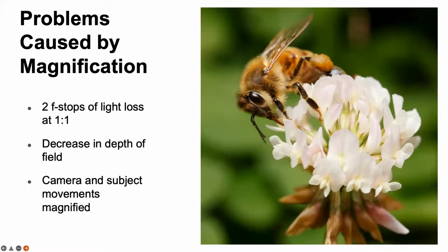When I shoot honeybees at 1:1, even at f8, I can get part of the eye in focus and not the other part. And bees have multiple eyes, the ones in their head, so it's very difficult to get the eyes in focus, which is very critical for a portrait. And then, of course, all your subject movements are magnified. If you ever try to follow a bee and not have it move, it's very difficult.